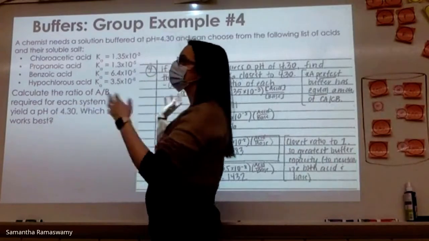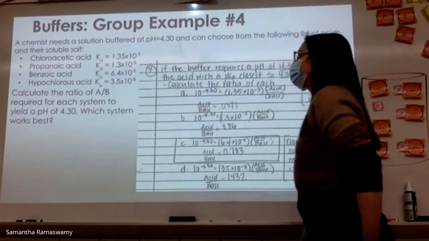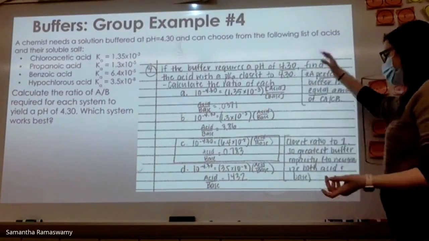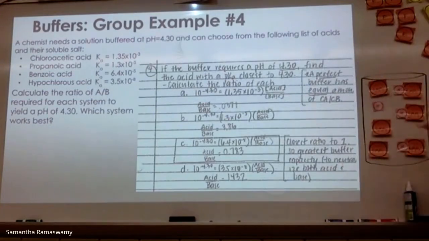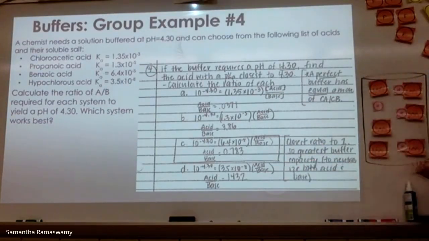So it looks like I have lots of information here, but here's what I wrote first. If the buffer requires a pH of 4.3, find the acid with a pKa closest to 4.3. If this were a multiple choice question, and I can guarantee you will see at least one multiple choice question almost identical to this, probably with just different acids.